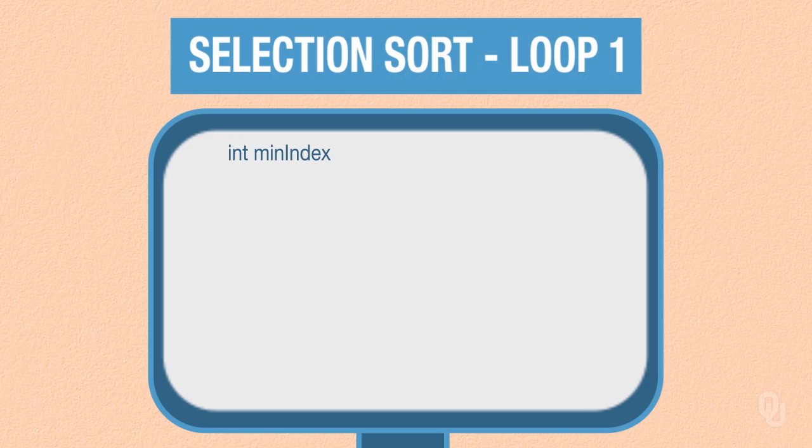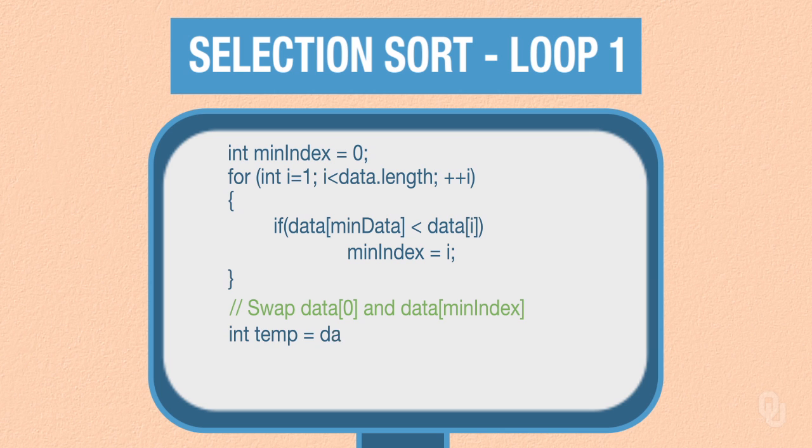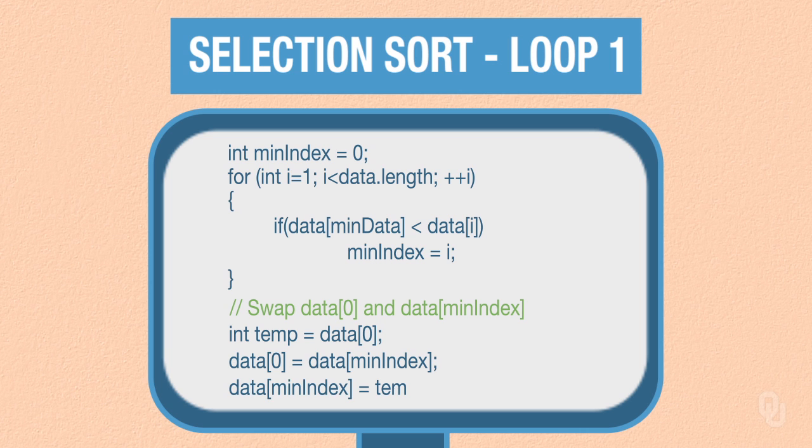int minIndex = 0; for (int i = 1; i < data.length; ++i) if (data[minIndex] < data[i]) minIndex = i. Now we're going to swap data[0] and data[minIndex]. int temp = data[0]; data[0] = data[minIndex]; data[minIndex] = temp.